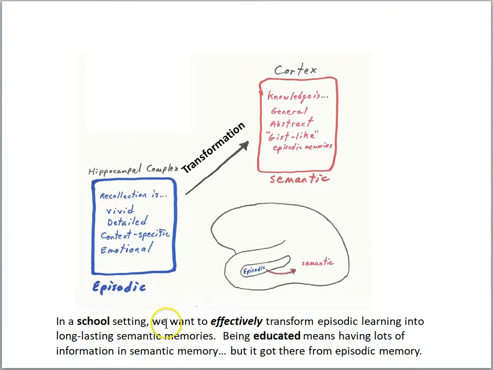Of course, in a school setting, we want to effectively transform episodic learning into long-lasting semantic memories. Being educated means having lots of information in semantic memory, but it got there from episodic memory. So when we go through schooling, we forget the details of every class we go to day after day, but hopefully we're going to end up with some information that we have learned, and then we can retrieve that information over long periods of time.